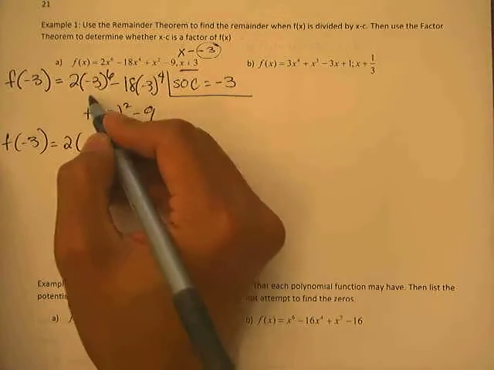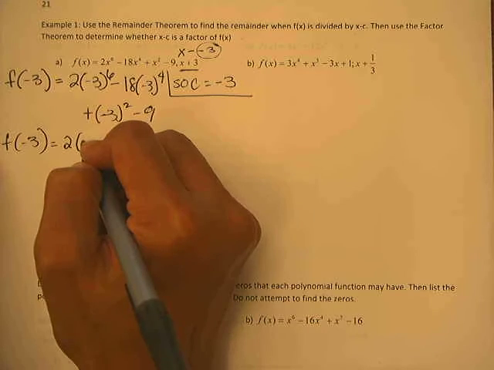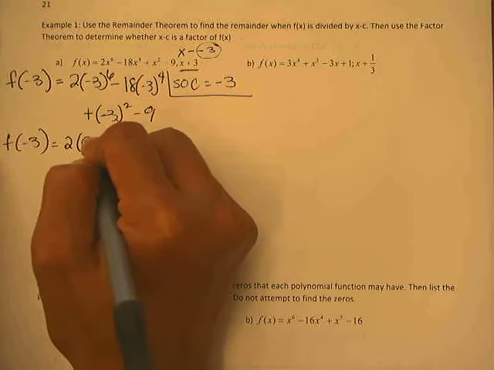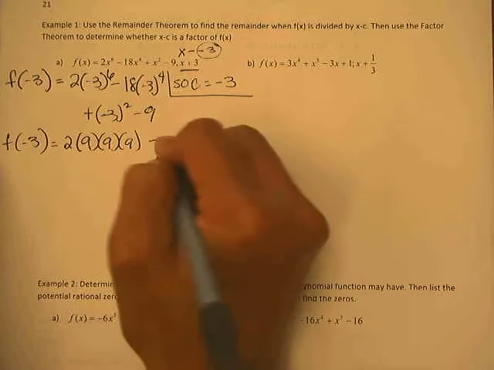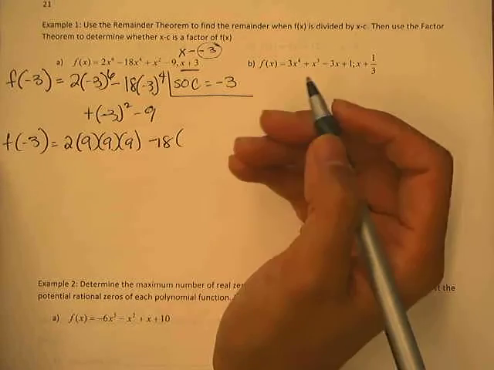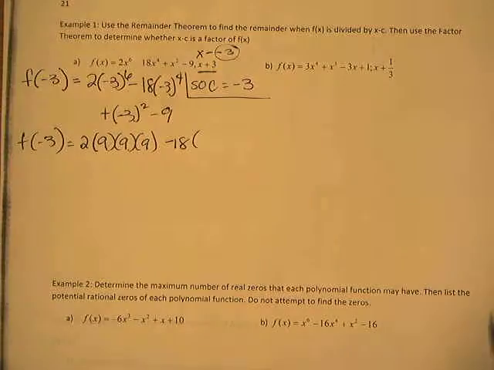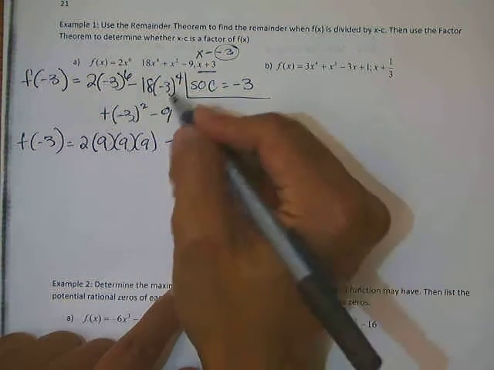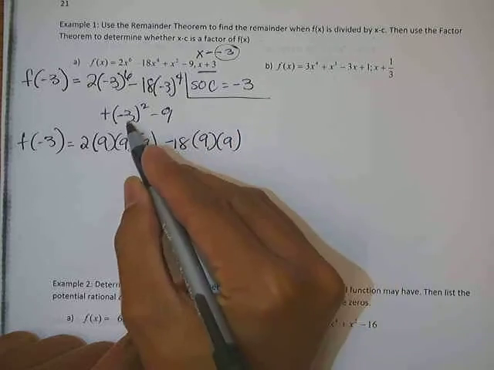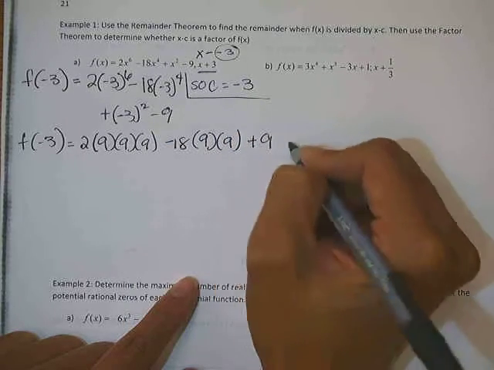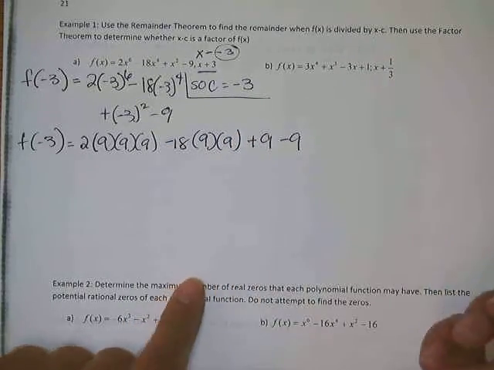2 times -3 to the 6. That means I have -3 6 times. That means I have 9 3 times. Okay, like that. Minus 18, -3 to the 4th. There you go. -3 to the 4th means I have 9 2 times, right? -3 squared, that means I have 9 1 time, minus 9. Ooh, that will cancel each other out.